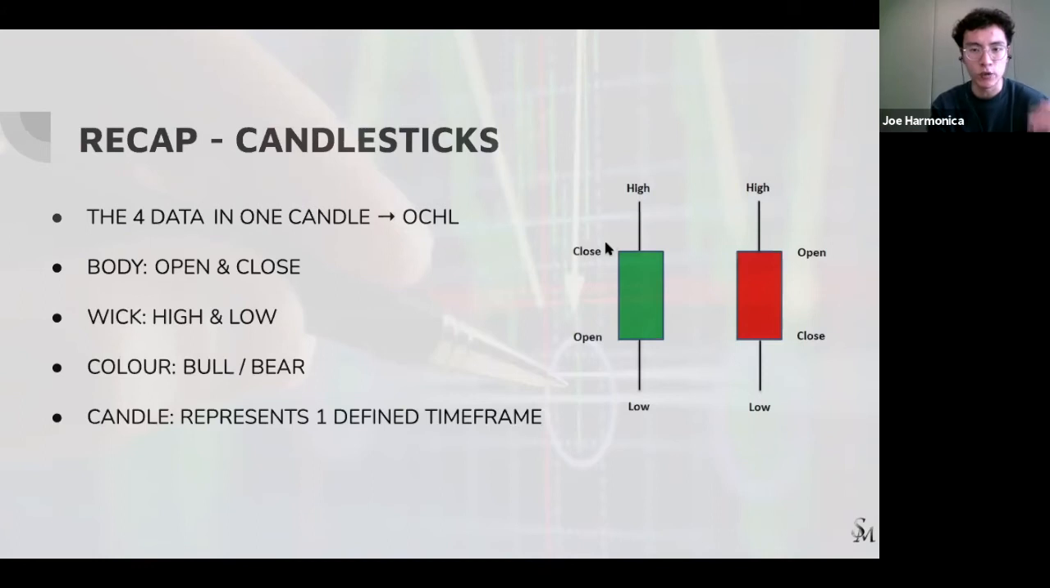Green candle, price is going up, so open is always at the bottom and close higher. Red candle, vice versa: opens higher, closes below. And the wick is the tail. It gives you the highest price and lowest price of that day, or the given time frame. Color: green is going up, bullish; if it's red, it's bearish, so price is going down. And each candle represents one defined time frame.